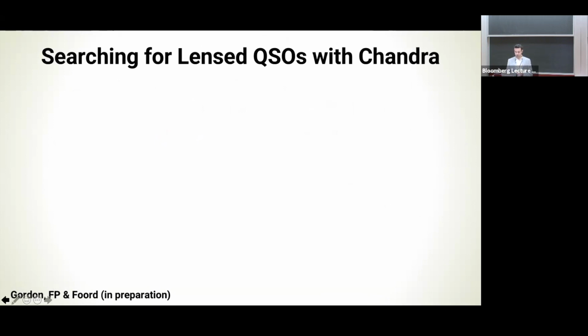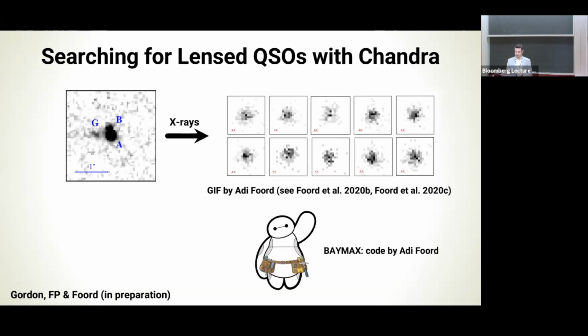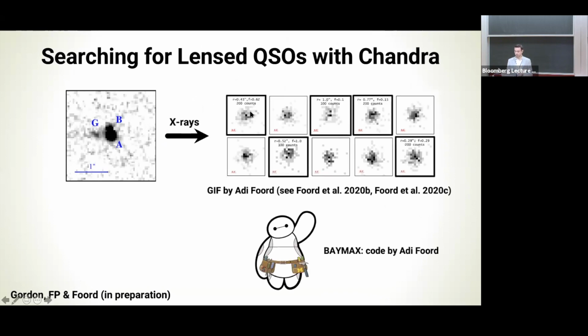This is another project that we started with a senior student, Lucia Gordon, and also with a postdoc at Stanford. We were searching for lensed quasars with Chandra using a very interesting code that I will be describing right now. So remember this picture. This led us eventually to understand that this source was lensed with multiple images. We're trying to do the same, but with X-rays. Let me explain what we're trying to do.